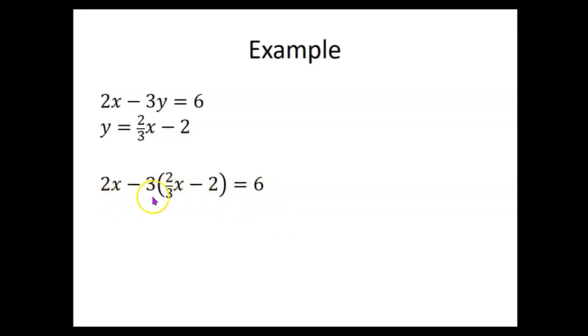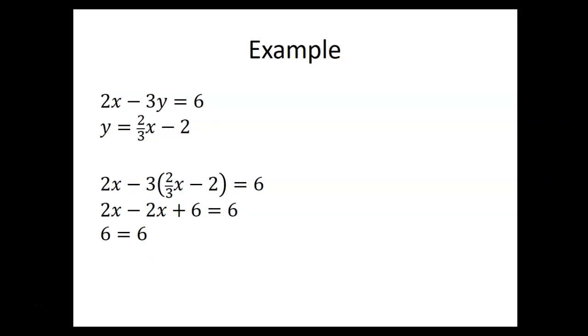Notice we have an equation here with only one variable left. It's all about x. So let's continue solving this. Remove the parentheses by distributing, multiplying out. We get 2x minus, and then 3 times 2 over 3 would just be 2x. Minus 3 times minus 2 would be plus 6. 2x minus 2x plus 6 equals 6. The 2x minus 2x kind of cancels out, leaves us with just plain 6 equals 6.